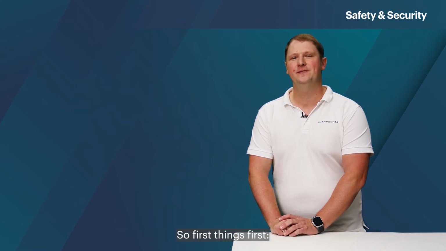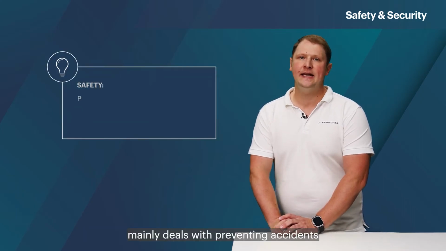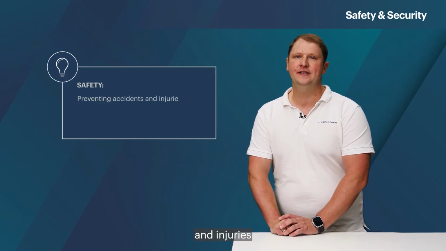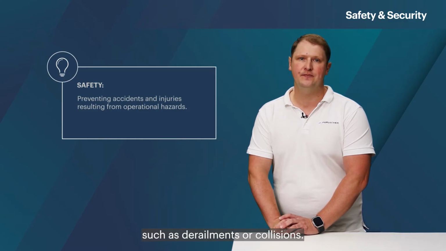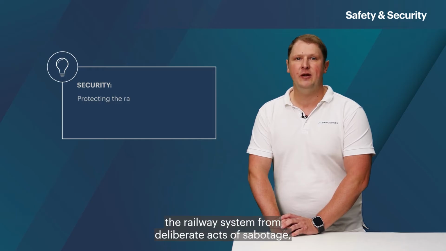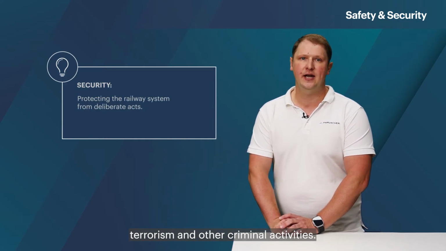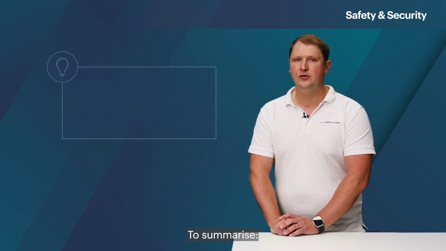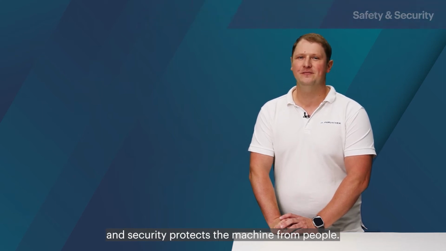So first things first, what is the main difference between safety and security? Safety mainly deals with preventing accidents and injuries resulting from operational hazards such as derailments or collisions. Security, on the other hand, focuses on protecting the railway system from deliberate acts of sabotage, terrorism, or other criminal activities. To summarize, safety protects people from the machine, and security protects the machine from people.